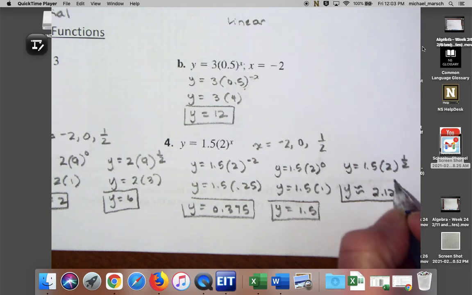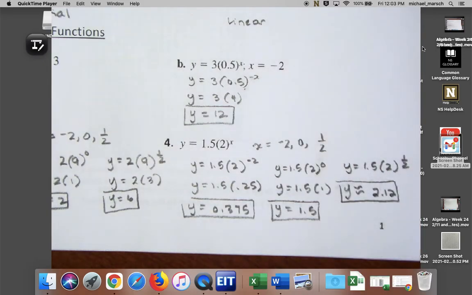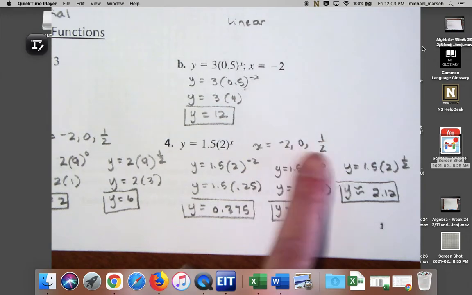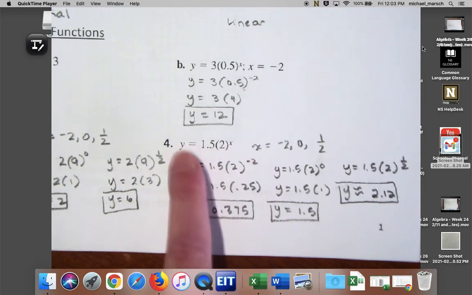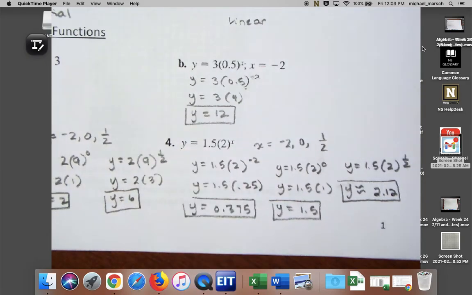You're doing all 3 of them. Okay. The negative 2, the 0, and the 1/2. Are we doing one of the numbers or letters? So you're going to substitute in negative 2, 0, and 1/2 for x. We're doing number 4. Okay. Yep.